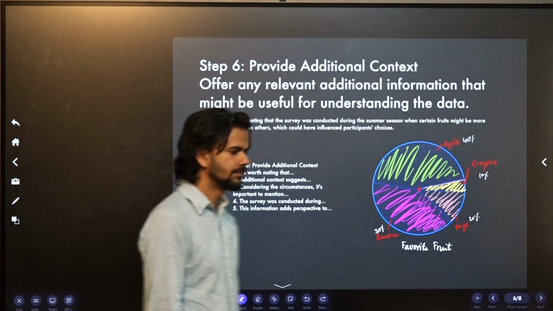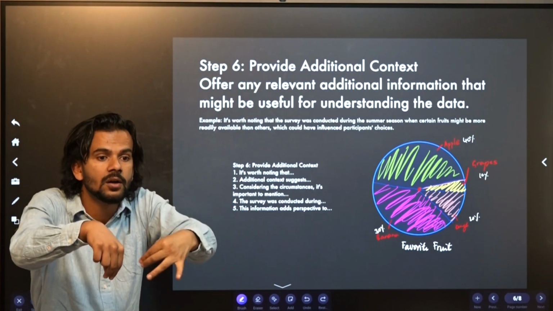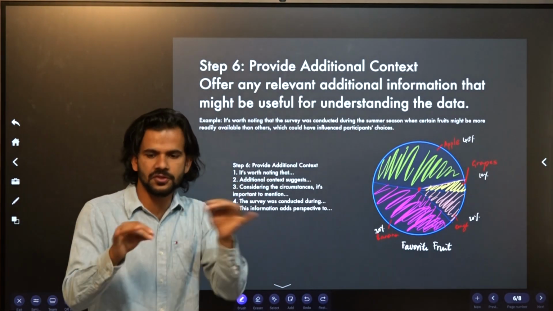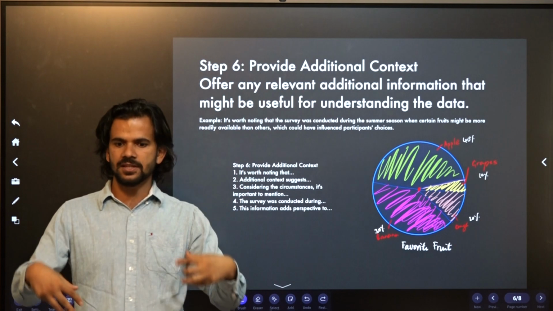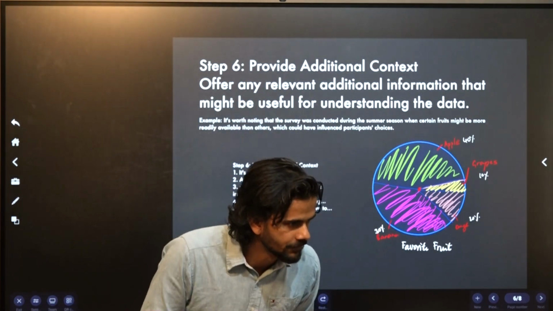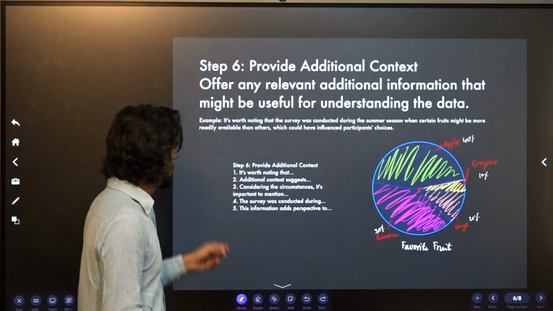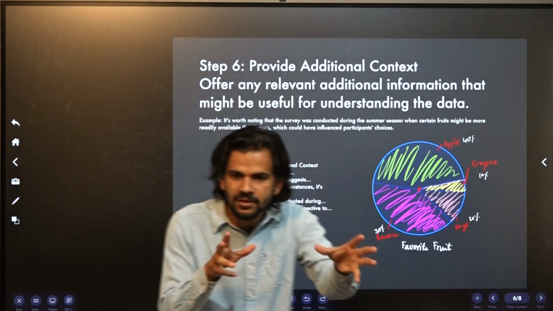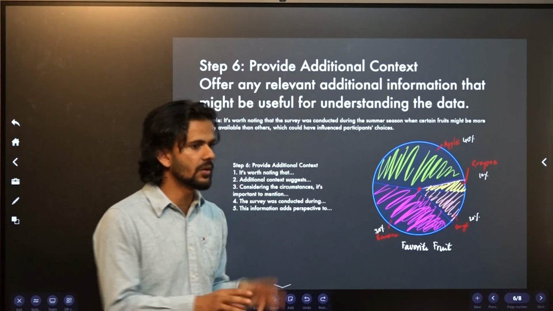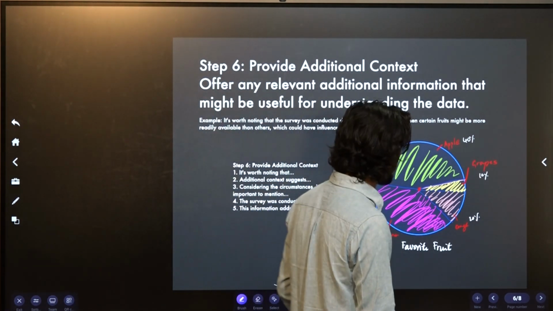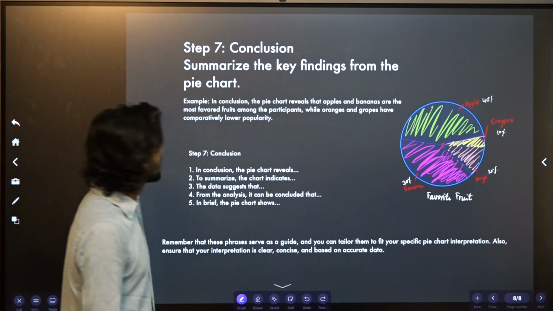It's worth noting that the survey was conducted during the summer season. Look at this phrase, very important in English. It's worth noting. Additional context suggests. Considering the circumstances, you can write that. The survey was conducted during. The information adds perspective. It adds perspective. Look at the beautiful way of various different ways of putting your information right across. You see?